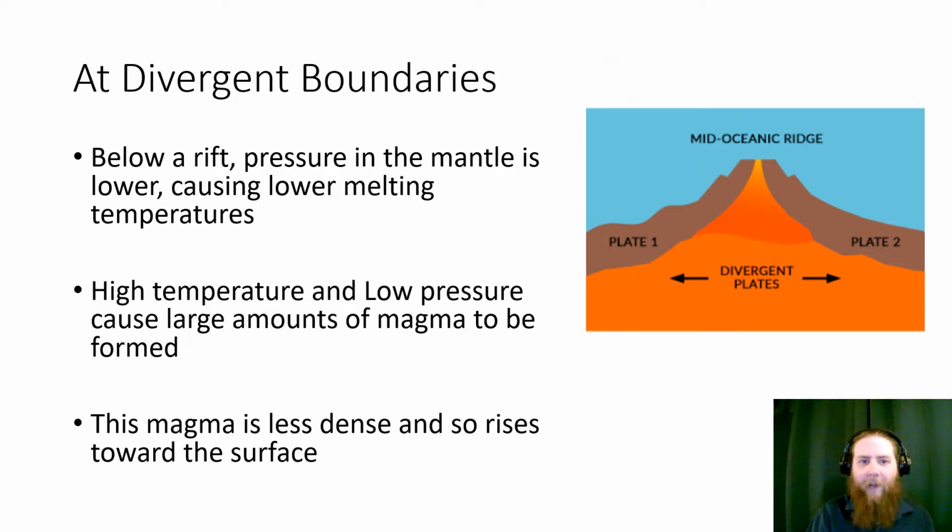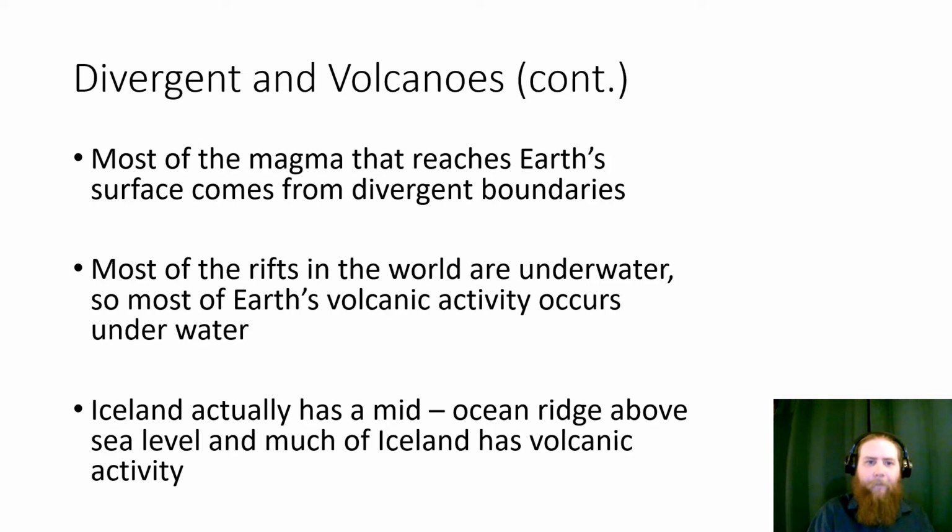At divergent boundaries, where we're below a rift and these plates are splitting apart, the pressure in the mantle is lower, causing a lower melting temperature. High temperature and low pressure cause a large amount of magma, and this magma is less dense, so it will rise up towards the surface. As it starts to cool, we have that slab pull moving it down, that ridge push moving it down, gravity sliding. So we have more room for more magma to come up.